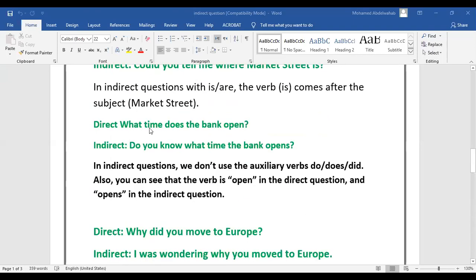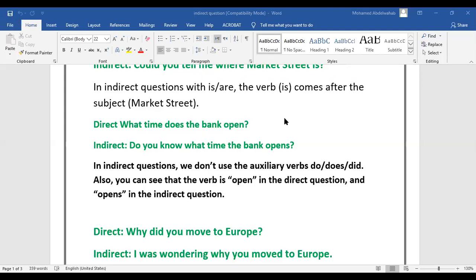Another question: What time does the bank open? Here we have the auxiliary does. When we have the verb to do as an auxiliary in the question, we omit it. We omit the verb do, if it's do or does or did, and you want to change the question into indirect. Omit do or does or did.